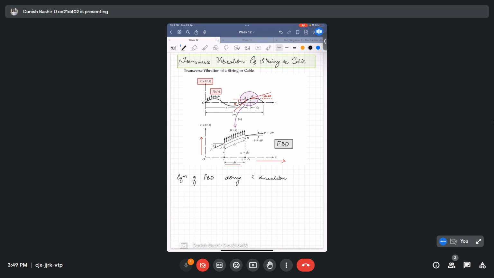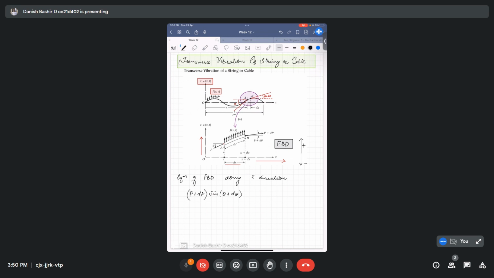So along that direction, we are having one force P acting here, P plus dP. Its vertical component will be P plus dP, and we are taking this direction as positive and this direction as negative. Its vertical component will be P plus dP times sine theta plus d theta. Okay, this is clear to you guys.